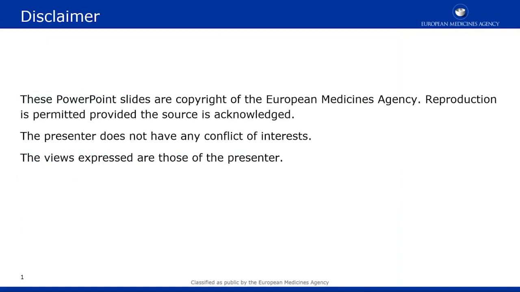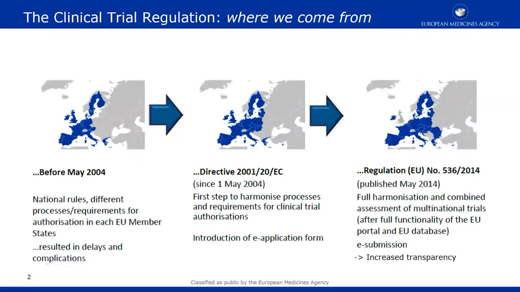The next one. Okay, so where do we come from? Before May 2004, we had the directive. Before the directive, there were national rules, different processes, and requirements for authorization in each of the member states, which resulted in delays, complications, and a complete lack of harmonization. Then we had Directive 2001/20. Since May 2004, it led to the first step in harmonized processes and requirements for clinical trial authorizations.